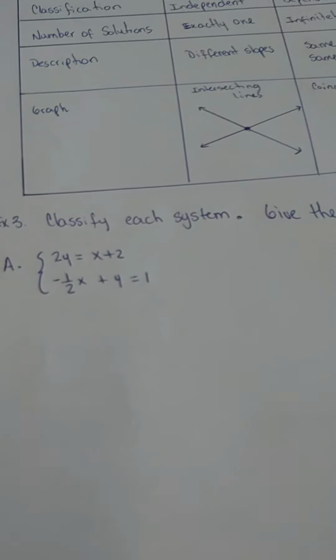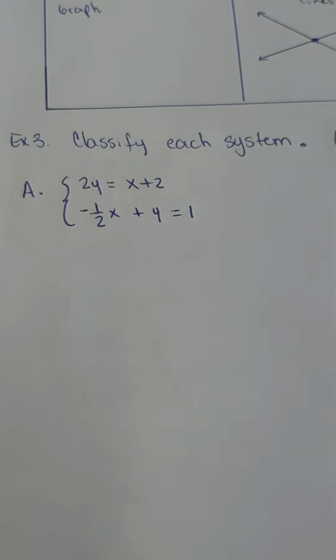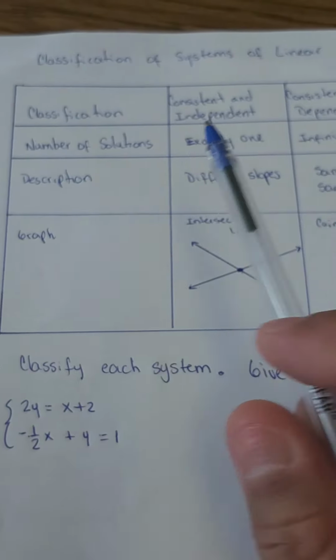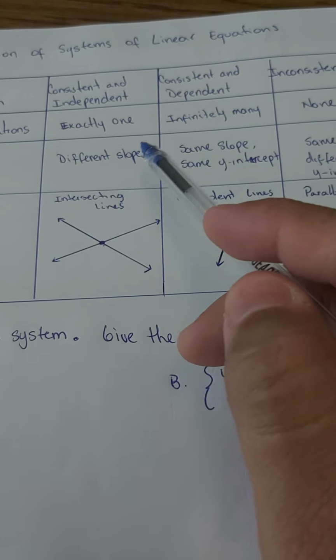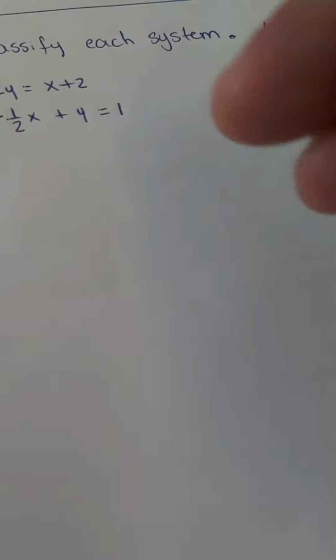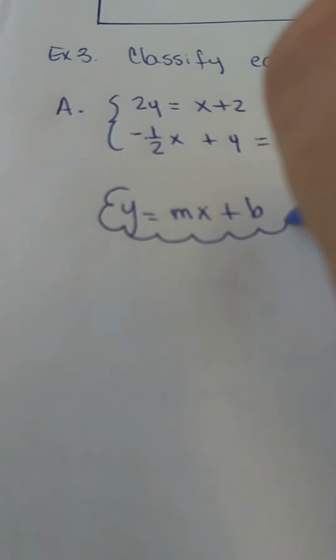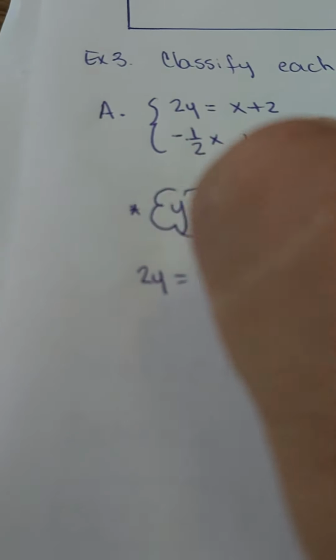So if we look at part A, it says 2y equals x plus 2. Now, if we go back to the description on how to classify systems, notice that we're comparing slopes and y-intercept. So that means that it will be easier if we write both equations in the form y equals mx plus b, slope-intercept form. Okay? So look at the first equation, 2y equals x plus 2.